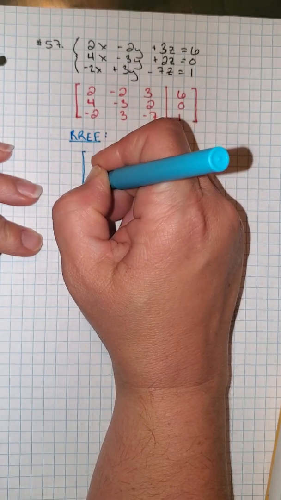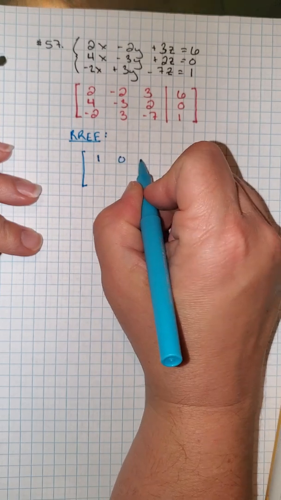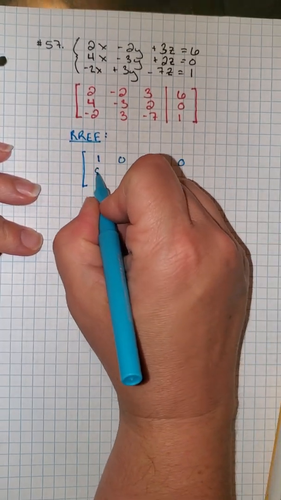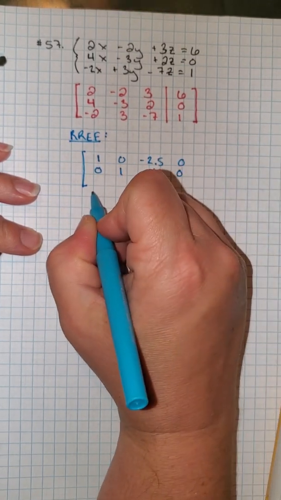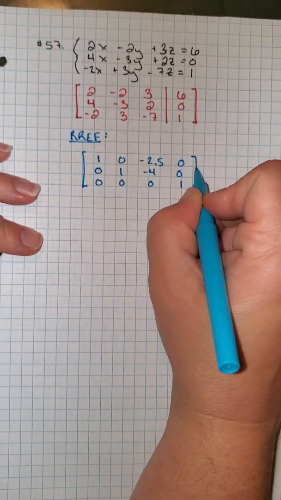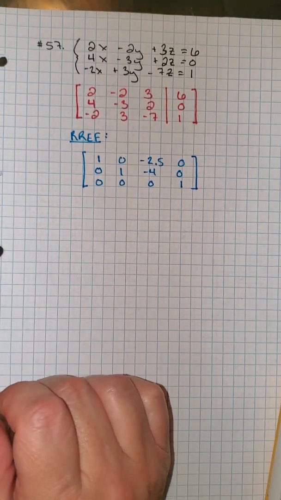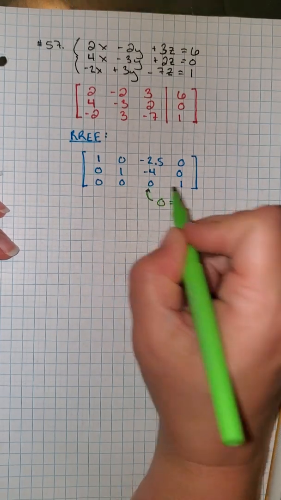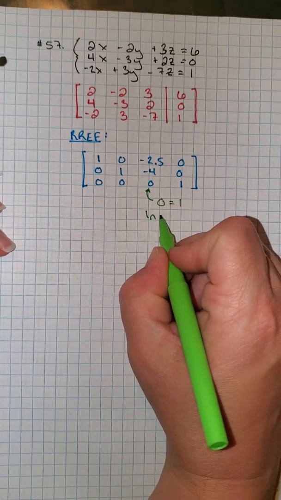So a reduced row echelon form, 1, 0, negative 2.5. Ooh, I want to show you something with that too. And then 0, 1, negative 4, and 0, 0, 0, 0, and 1. Okay, so this is another case like we had earlier today, where you have 0 equaling 1. Because it's not 1z, it's just 0. So it's inconsistent and no solution.